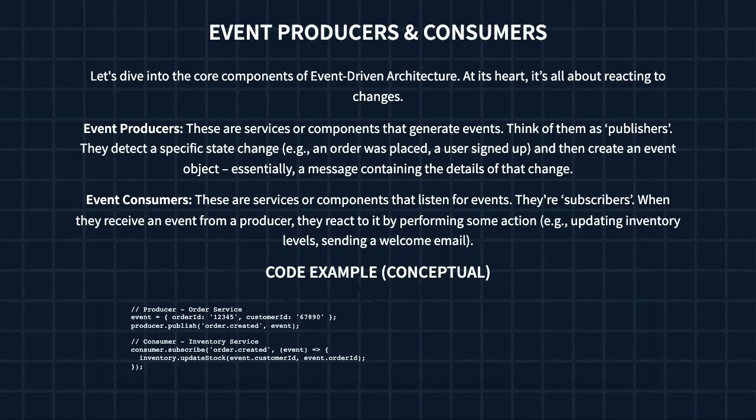Okay, let's break down the roles of producers and consumers within an event-driven architecture. Producers are like publishers. They're components that notice something significant happening, like a new order being placed or a user signing up, and then they create what we call events. These events are basically messages containing all the relevant information about that change.